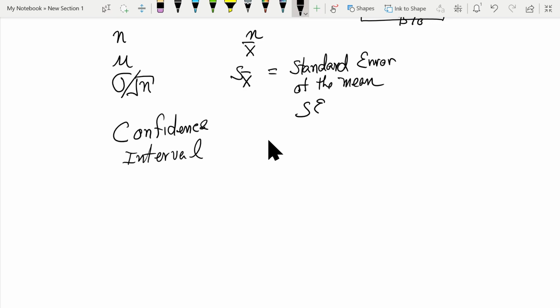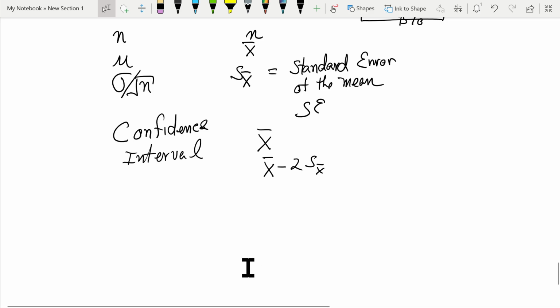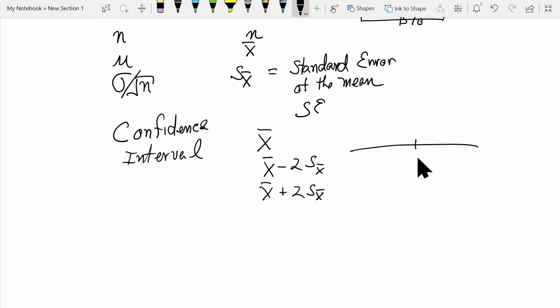So if I take the average and I subtract 2 standard errors, and the average, sample average plus 2 standard errors, what are the odds that the population average is going to be in that interval? This goes back to the empirical rule, pure normal distribution. Here it is, x bar plus 2 standard errors, minus 2 standard errors.